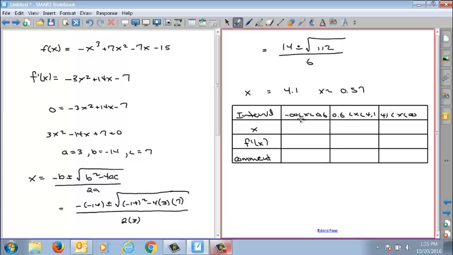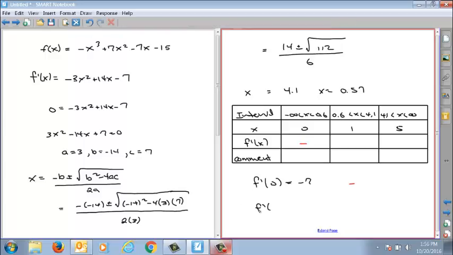Now we're going to pick some values of x which are in each of these intervals. So 0 is a good number, 1 is a good number, and 5. So 0 is less than 0.6. Then we go back to the equation for the first derivative, and we have to make sure we don't use the simplified version where we divide it by -1 or we'll get the wrong answer. So we're going to do f prime of 0, so that's -7, which is negative. So put that in there.